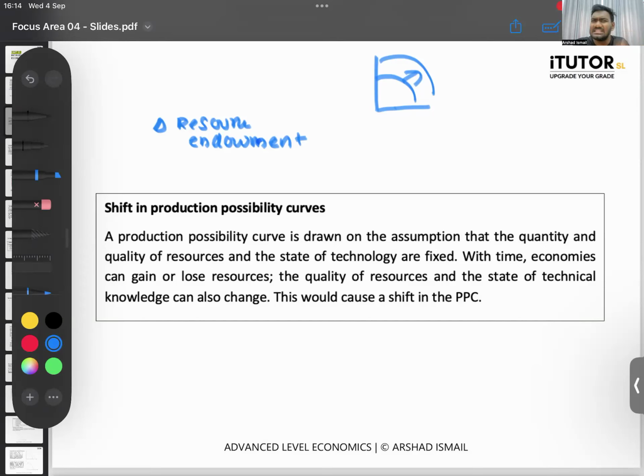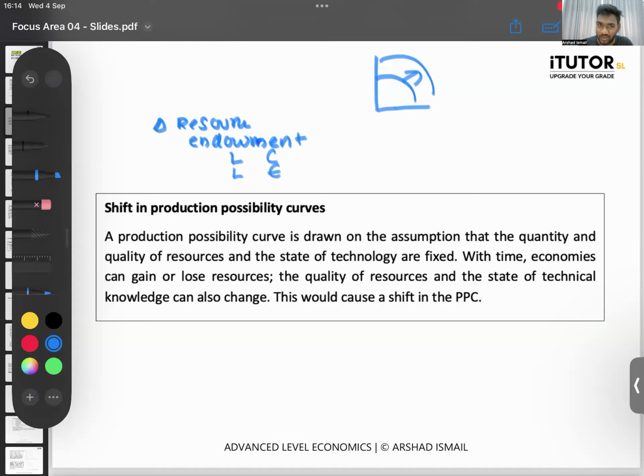Now let's say labor has decreased. They won't say labor decrease. How will they say that? They will say, many Sri Lankans, due to the crisis, have migrated from the country. Migrated means they have left the country and gone. That means our labor has decreased. Then we can shift the PPC inside. So remember, if your resource endowment, land, labor, capital, entrepreneurship, if any of these changes, if it increases, PPC will shift to the right. If it decreases, PPC will shift to the left.